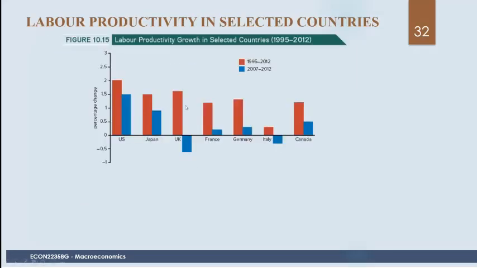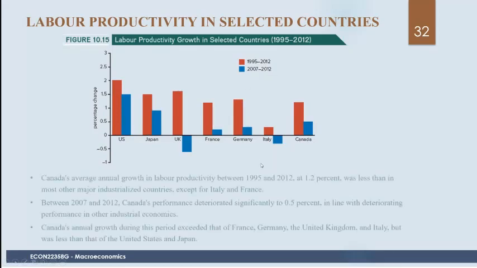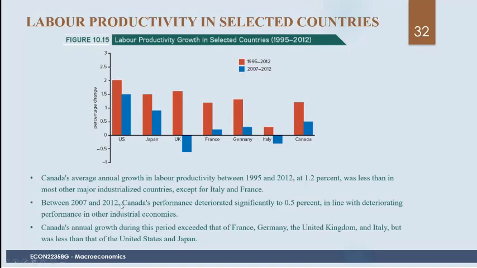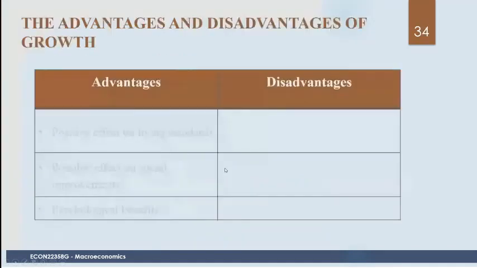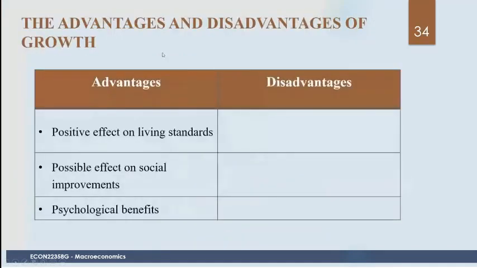So labor productivity in selected countries. This is the percentage change between 1995 and 2012, and this color here is 2007 to 2012. So it looks like labor productivity has fallen a bit here. It deteriorated significantly between 2007 and 2012, similar to other countries. So yeah, there are some patterns. Not too much, interesting. So again, I'll let you do this, we just have a little more content here.